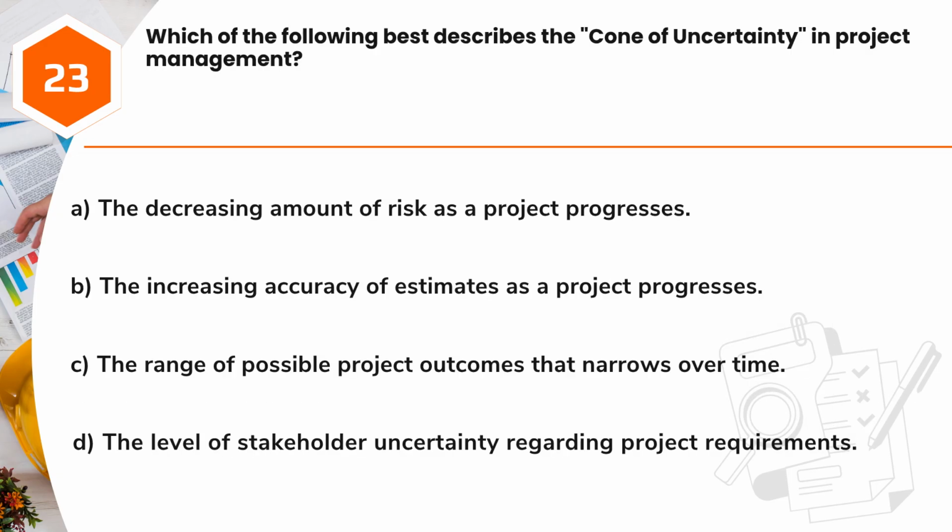Question 23. Which of the following best describes the cone of uncertainty in project management? A. The decreasing amount of risk as a project progresses. B. The increasing accuracy of estimates as a project progresses. C. The range of possible project outcomes that narrows over time. D. The level of stakeholder uncertainty regarding project requirements.